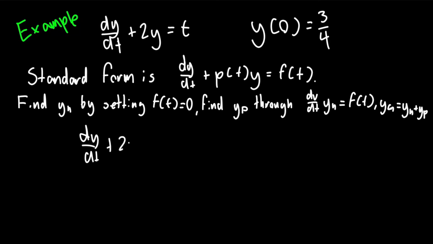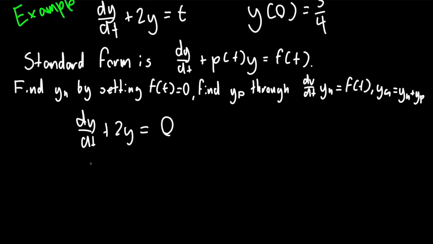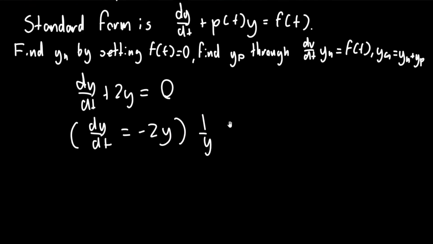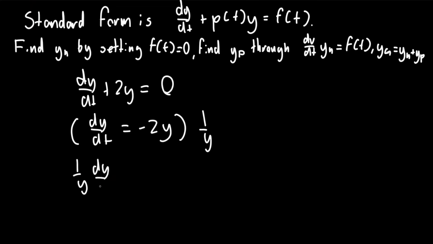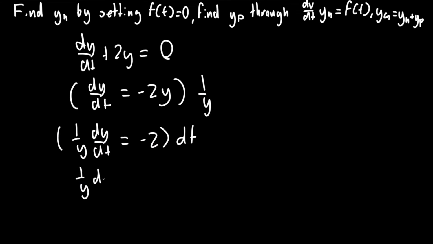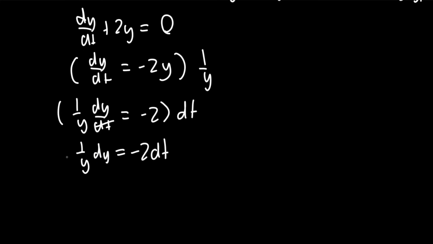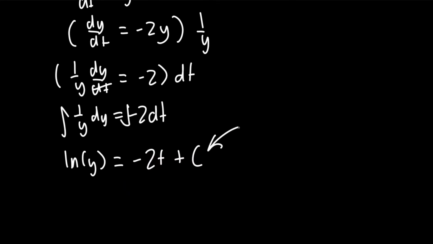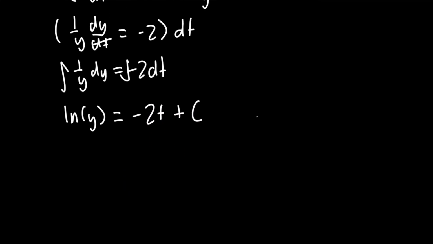dy/dt plus 2y equals 0. And then we subtract 2y, so it's dy/dt equals minus 2y, and then we multiply by 1 over y, so 1 over y dy/dt equals negative 2, and then we multiply it all by dt, so 1 over y dy equals minus 2 dt. Integrate, so that 1 over y becomes ln of y, which equals minus 2t plus c. This c is going to disappear a lot, and you'll see it later.